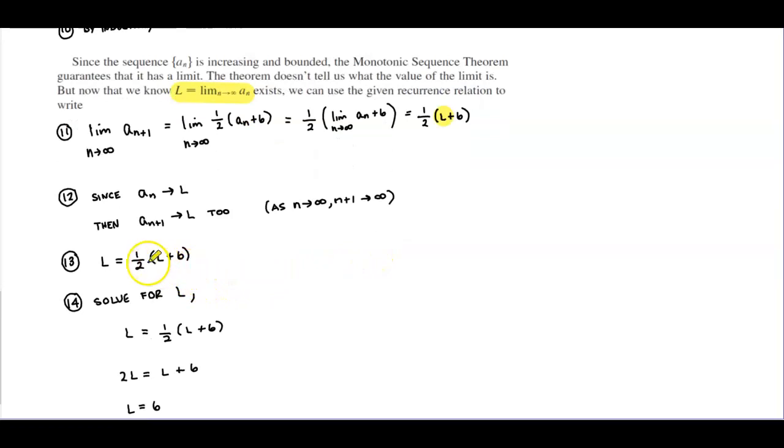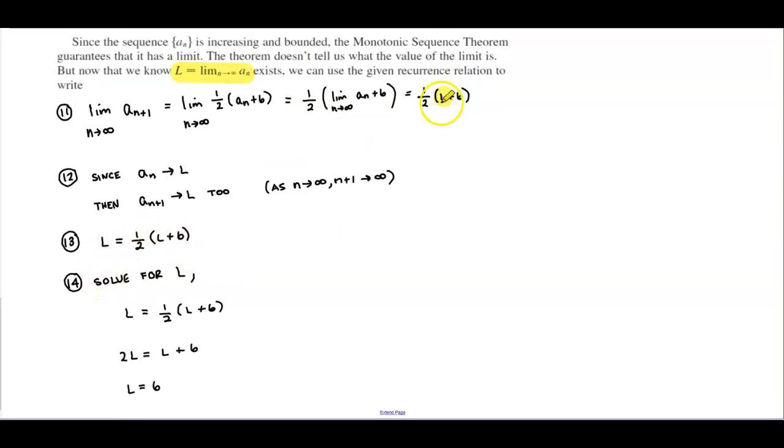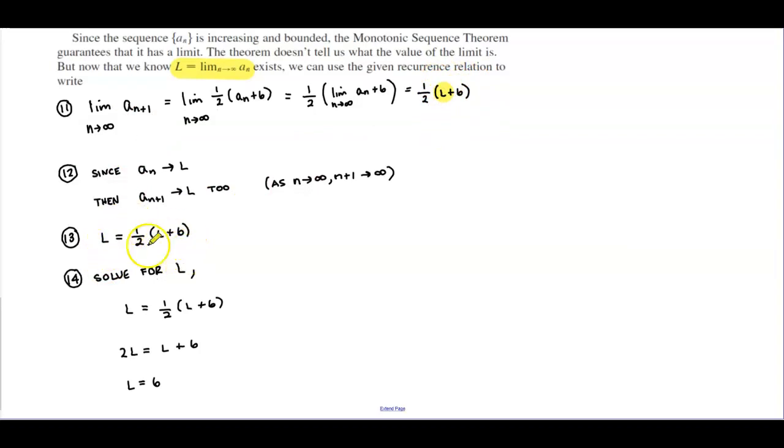In step 13, we can write this down as a formula. L equals 1/2 times L plus 6. This represents our limit, so it's saying it's equal to 1/2 L plus 6, and then we solve for L. Here, we multiply both sides by 2 and subtract L from both sides, and we end up getting a value of L equal to 6.